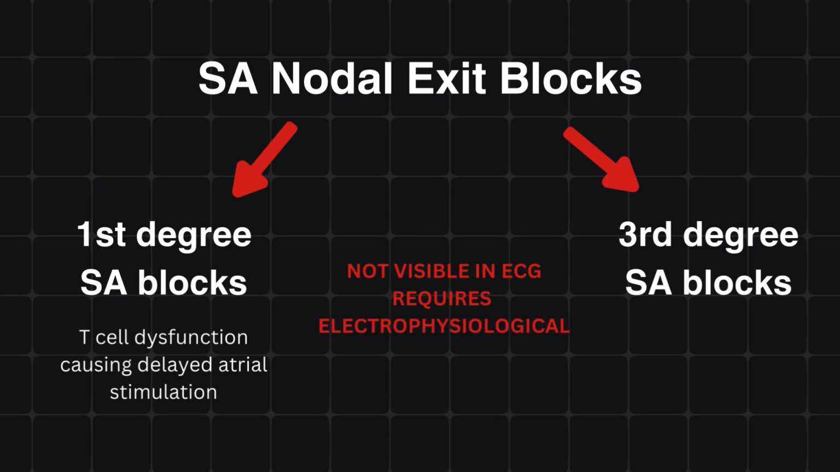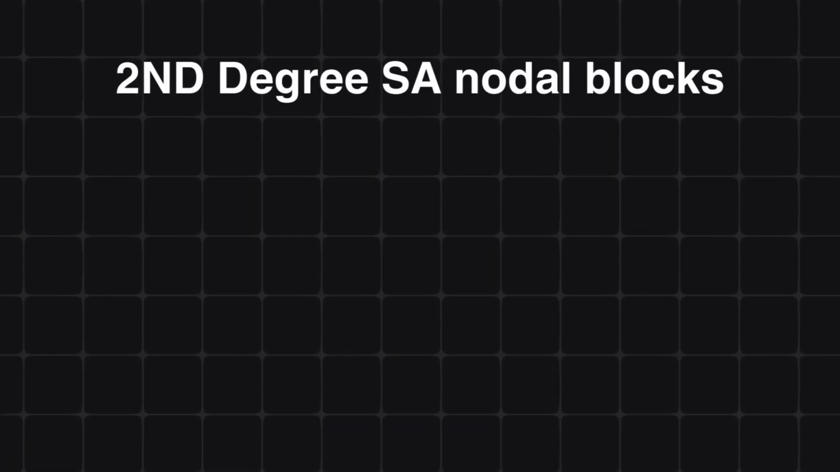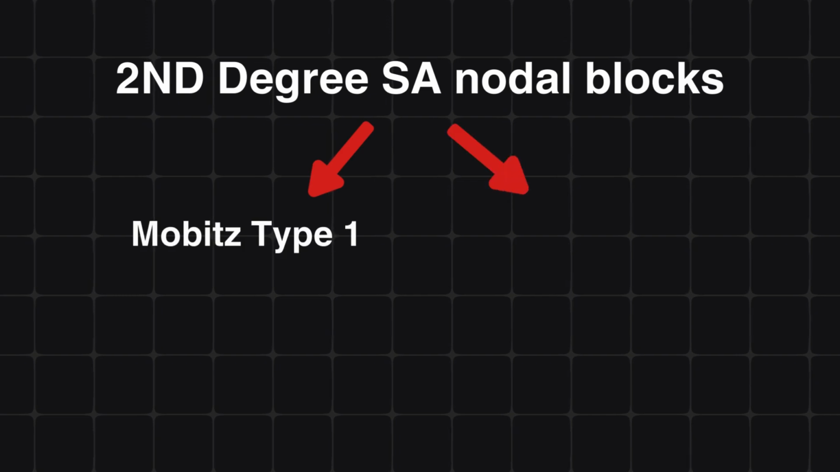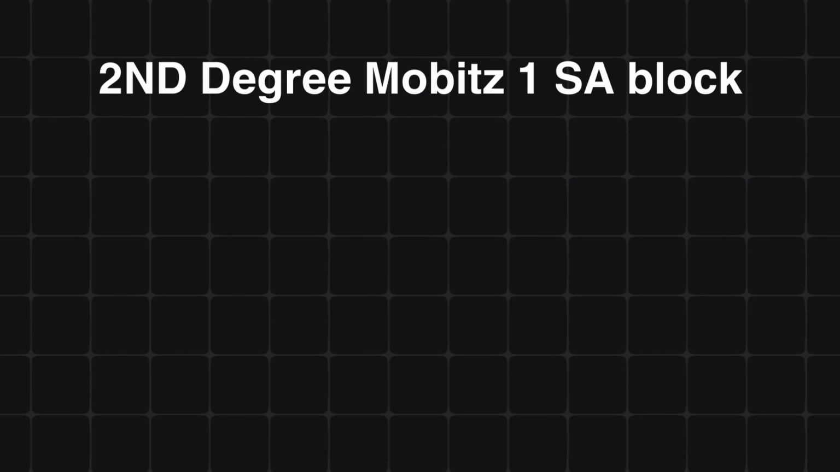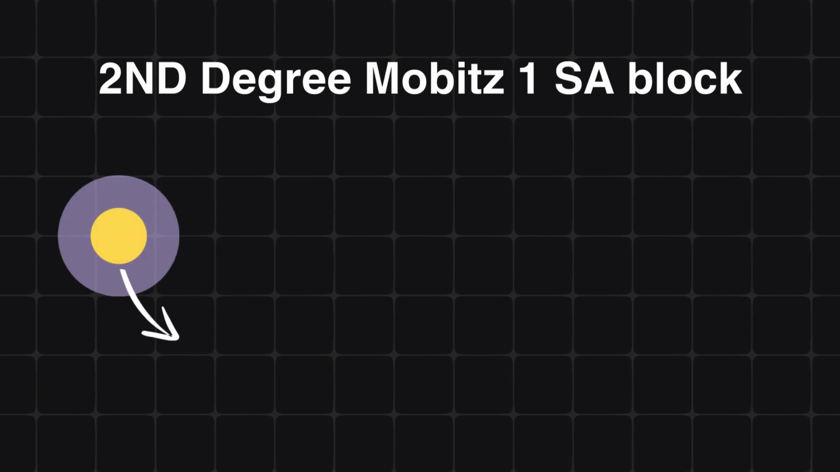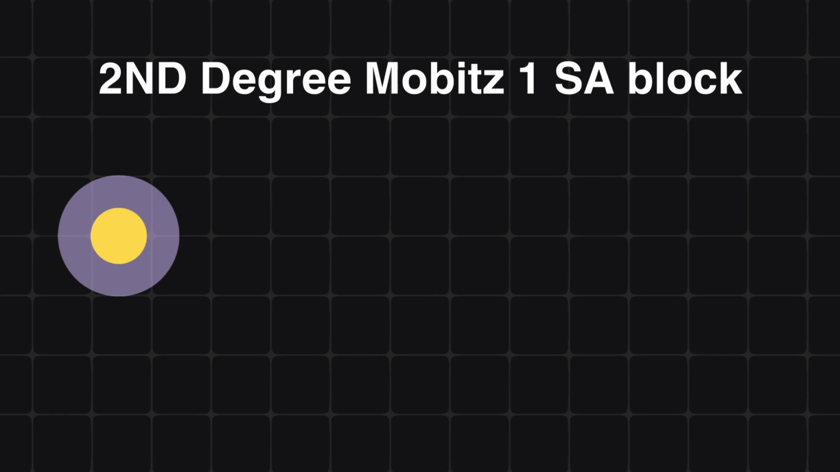Similarly, in third degree SA nodal block, none of the impulses generated are transmitted to the atrium, so these are also not visible in ECGs. The second degree SA nodal blocks are subdivided into type 1 and type 2 blocks. In second degree type 1 block, there will be progressive lengthening of the interval between impulse generation and transmission, culminating in failure of transmission.